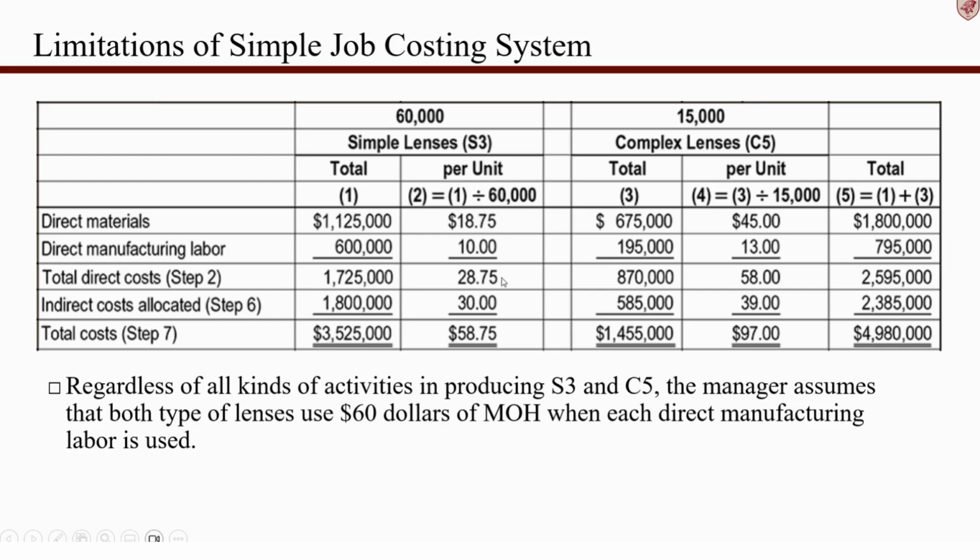And on the right-hand side column, you see the per unit basis cost. In total, the unit cost of simple lenses is going to be $58.75, whereas the complex lens is $97 per unit. So on the surface, you can conclude that it is more costly to manufacture one unit of complex lenses, right? So it seems quite reasonable.